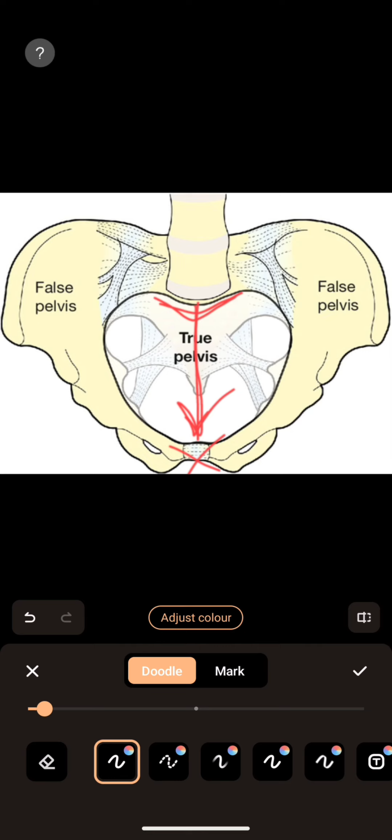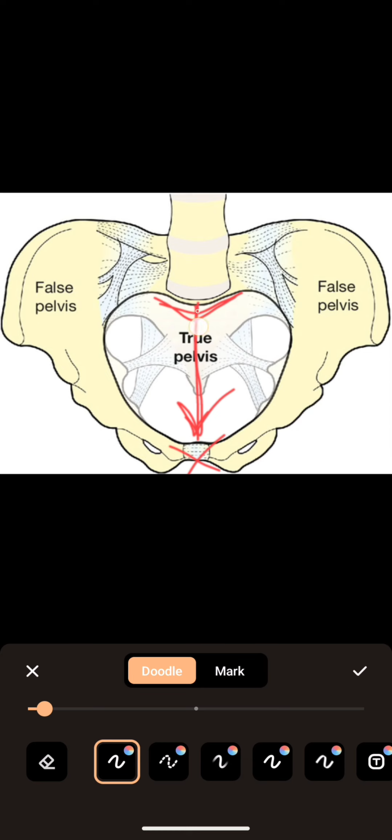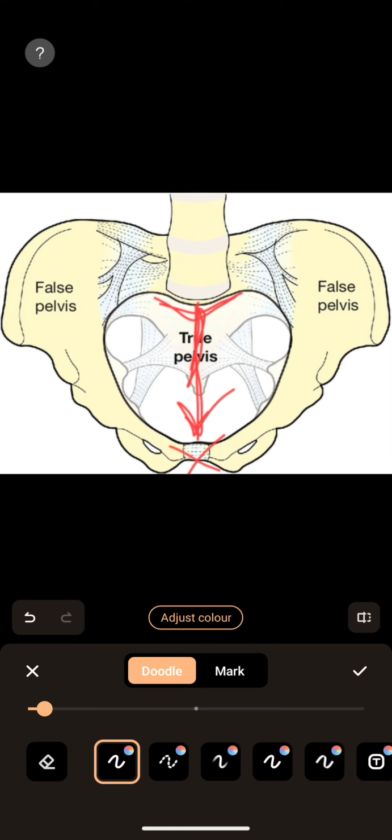It has three walls: anterior wall, posterior wall, and lateral wall. These three walls have 12 centimeter in diameter. The anterior wall has the pubic bone and symphysis pubis. Then the posterior wall has the curve of sacrum, and the lateral wall has soft tissues. This is the pelvic cavity.